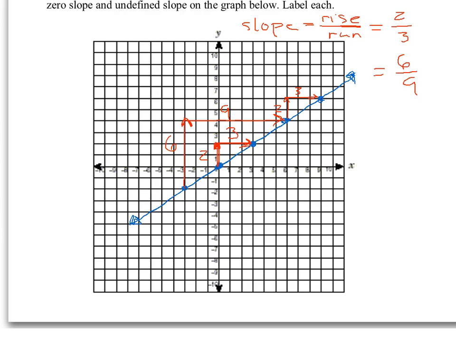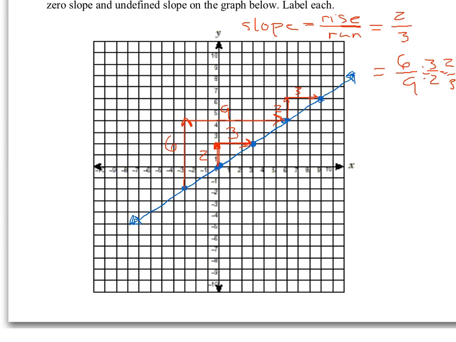Think carefully. What do I need to do? Simplify. Divide by 3 over 3, and I get 2/3. So one very important point is it doesn't matter where you are on the line, what points you pick, slope is always going to be the same.